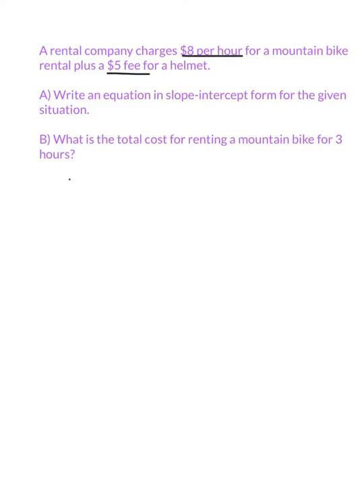So in part A, my equation is y is equal to my slope or my rate of change is 8. I'll take that 8 and multiply it by x, that's going to be the number of hours, plus $5 fee, that's my flat fee, that's my constant fee that I'm paying for the use of a helmet.